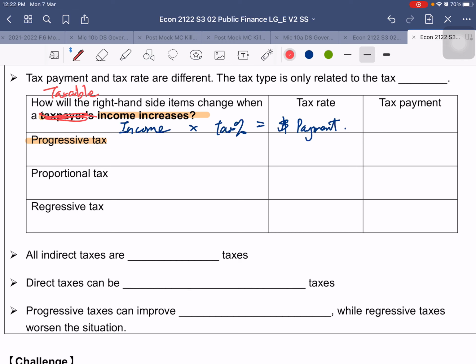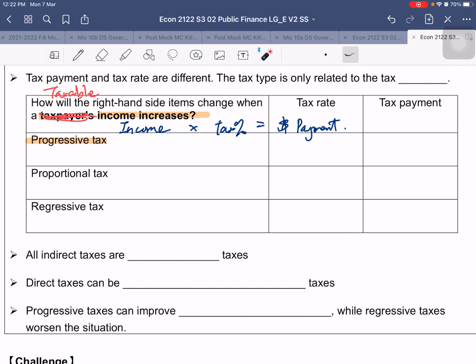Okay, when we talk about the relationship between the taxable income and the tax payment, there is a very simple tool, which is this equation: income and the tax rate. They are the two factors, so they are multiplied together, and then we can find the tax payment. So the change in the tax payment comes from these two factors.